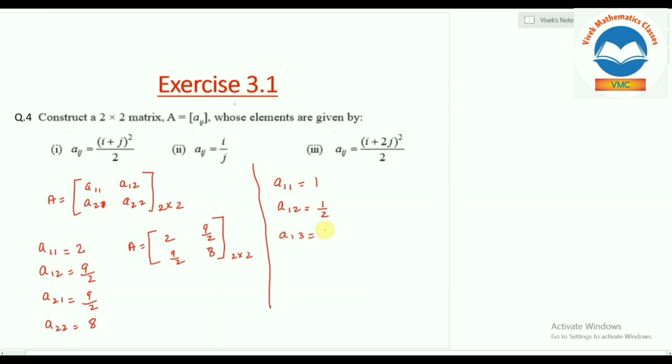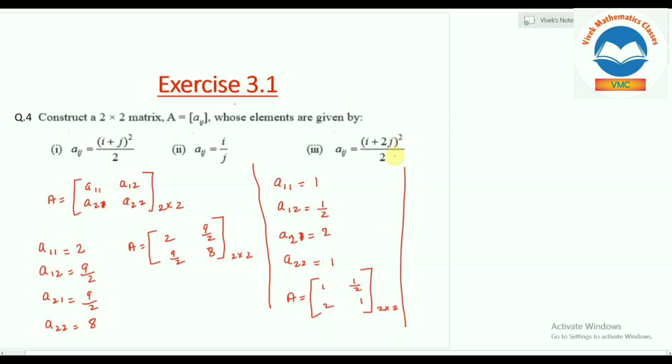A13 will be what? Sorry, 13 is not there. A21. A21 will be what? 2 by 1. 2 by 1 means 2 only. Next, A22 will be what? 2 by 2, 1. So what will be our A matrix in the second case? It will be 1, 1 by 2, 2 and 1. This will be a 2 cross 2 matrix.